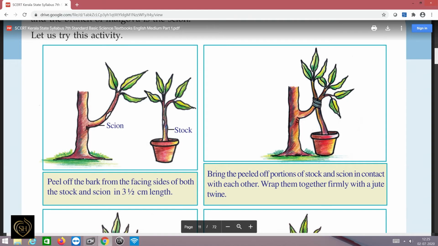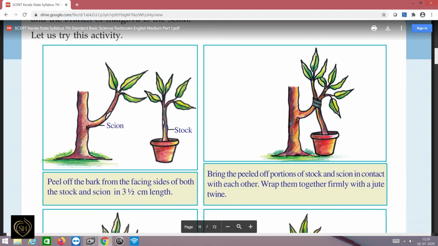The rooted plant that is in the soil is the stalk, and the scion branch we are taking is from the other plant. Only one branch of the scion we are taking, and the stalk is the full plant in the pot. The scion is the branch of a superior quality plant. First, peel off the bark from the facing side of both the stalk and the scion in 3.5 centimeter length.